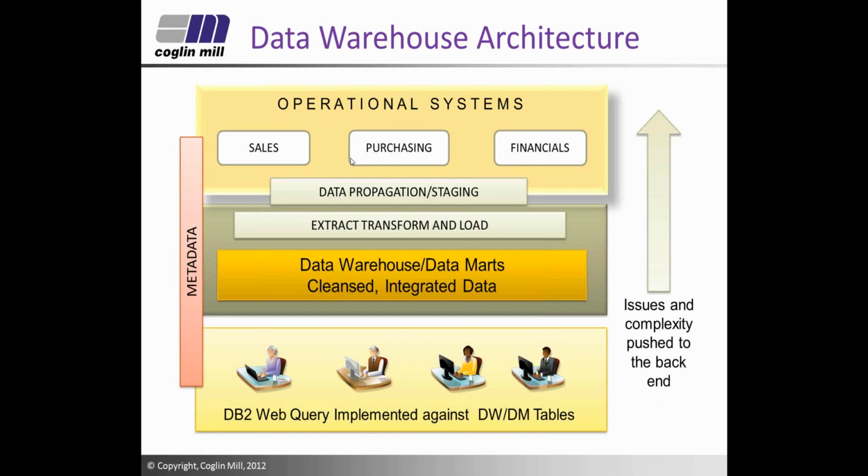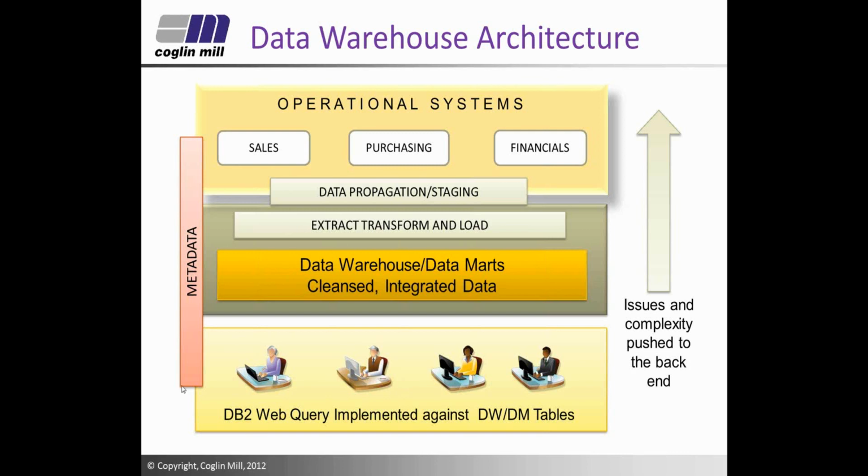Done properly, this will supercharge your reporting. This chart shows a very straightforward architecture. In the top layer, we can see the different operational databases: sales, purchasing, financials, different sources of data. We need to pull that data somehow, and we may be on a different LPAR or even a different system, do some transformations and some error management, and load it into our data warehouse and data mart tables. And then we're implementing DB2 Web Query directly against those tables.